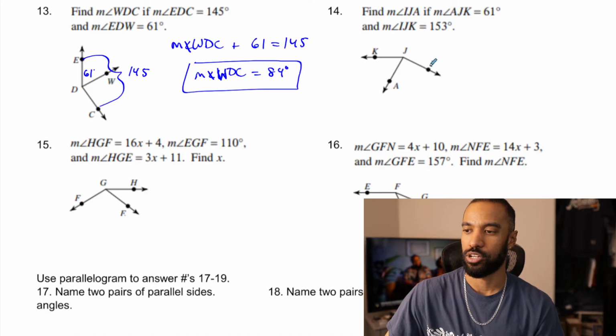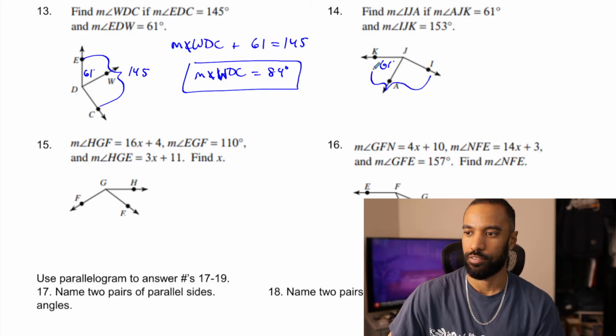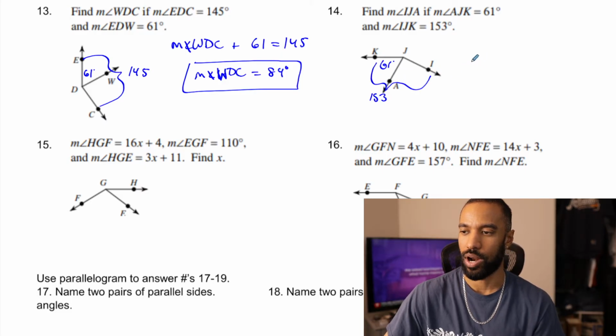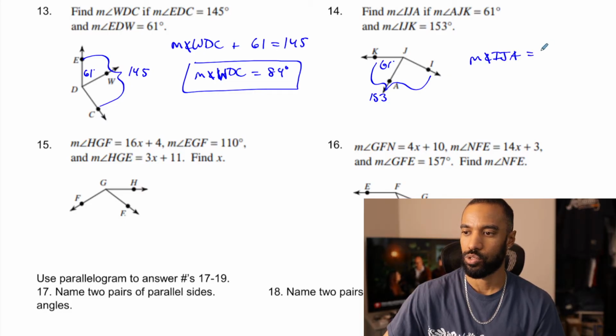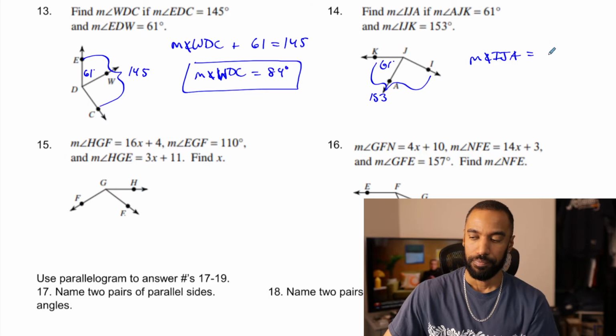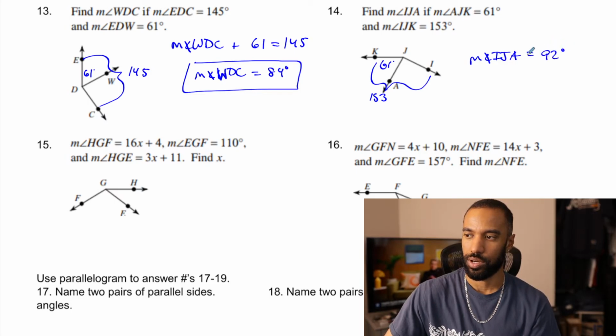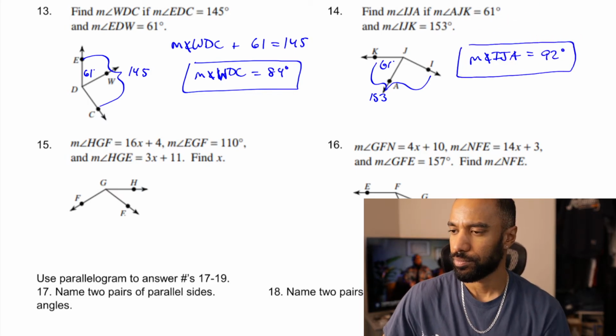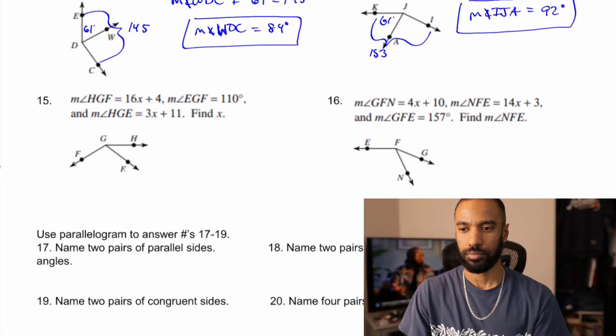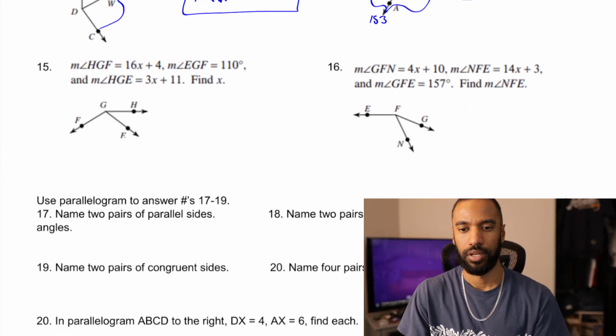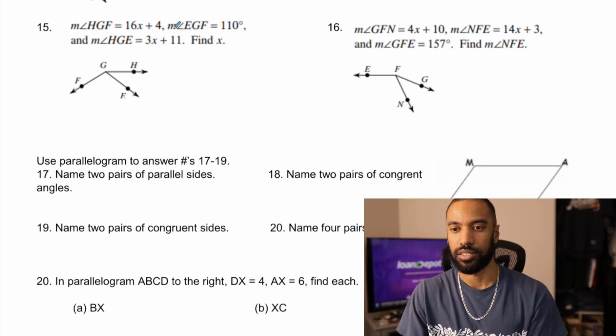But label the stuff. Find measure of angle IJA if AJK is 61 and IJK is 153. Well, same thing. We will subtract. So the measure of angle IJA is 153 minus 61, which is 92 degrees, I believe. See, this one's algebra here. It's worth adding them up instead of just saying, just subtract.